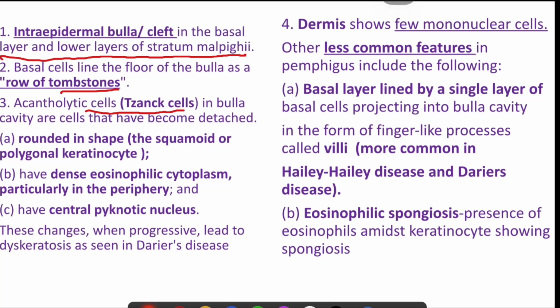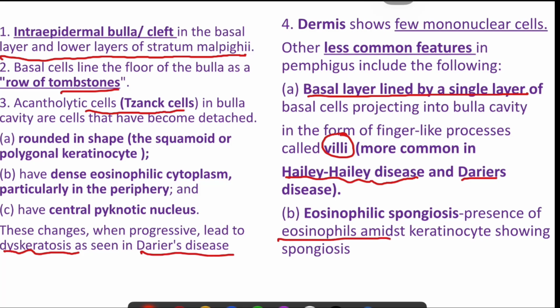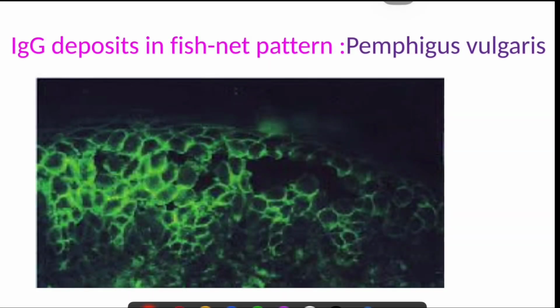And mostly, if it is progressive, it leads to dyskeratosis seen in Darier's disease. And the dermis shows few mononuclear cells. So other less commonly identified features are the basal layer lined by a single layer of basal cells, which may form a villi-like appearance, which is common in Hailey-Hailey disease and Darier's disease. Eosinophilic spongiosis, where there is presence of eosinophils in between keratinocytes, showing these features.